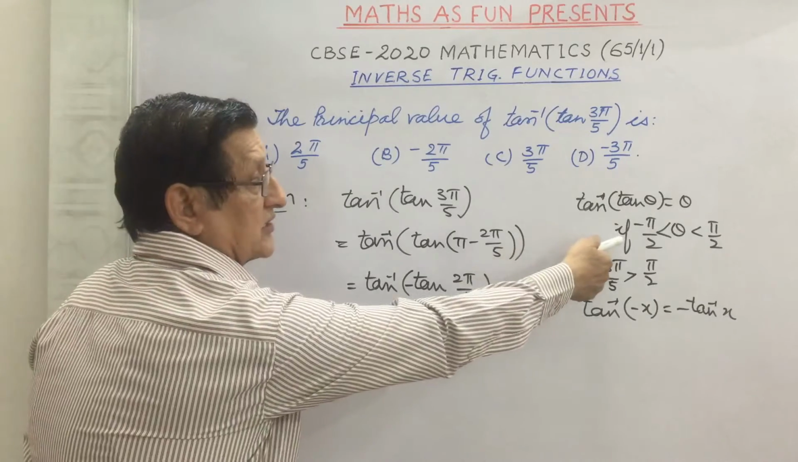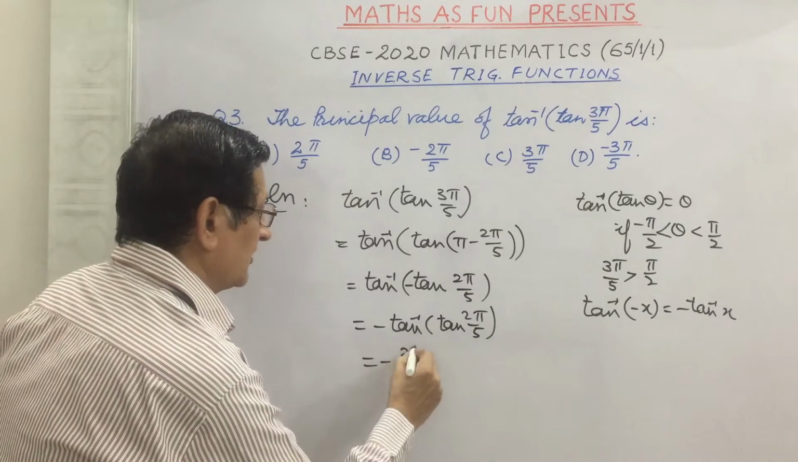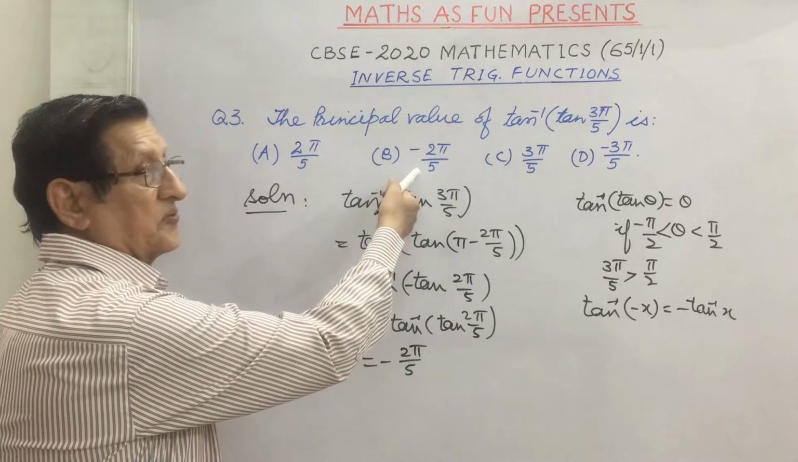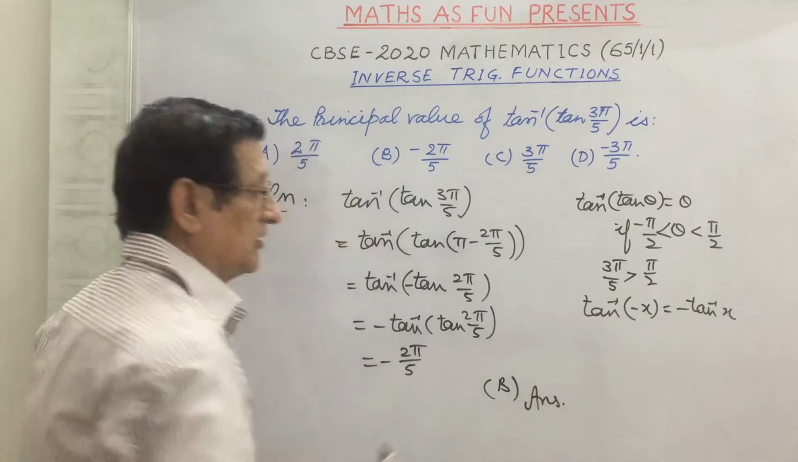And now we can apply that tan inverse tan theta is equal to theta. So the answer will come as minus 2 pi by 5, which is option B. So B is the option, that is the answer.